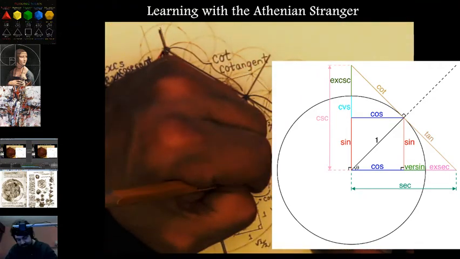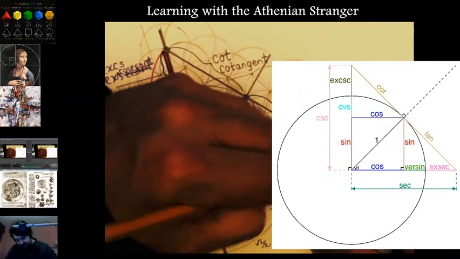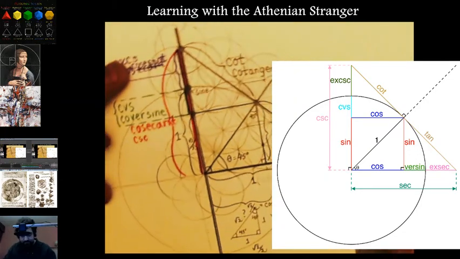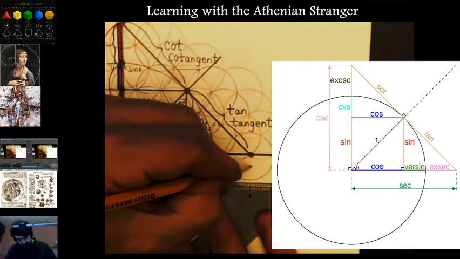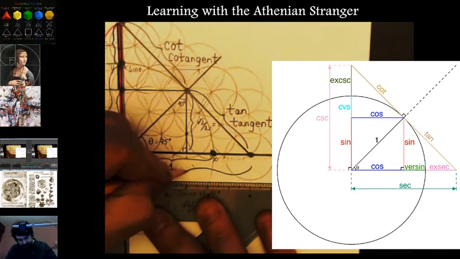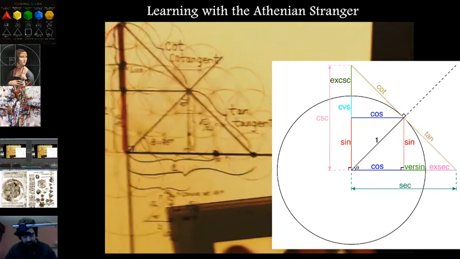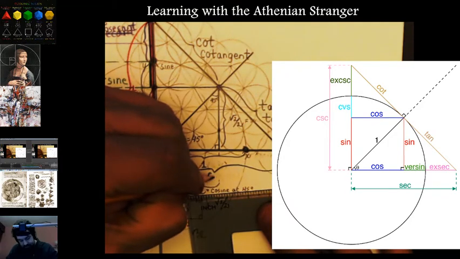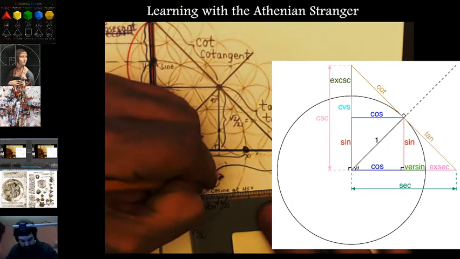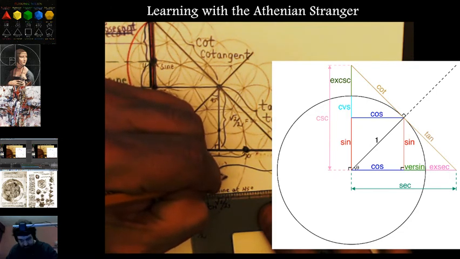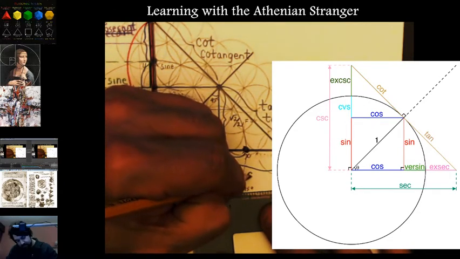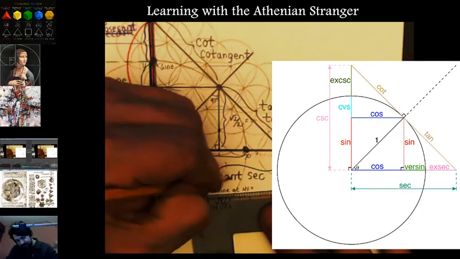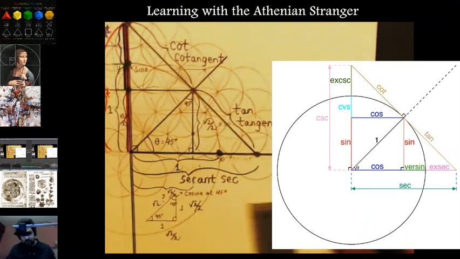Let me erase a few things so we don't get lost. This whole distance is the secant. SEC for secant. That whole distance is the secant.